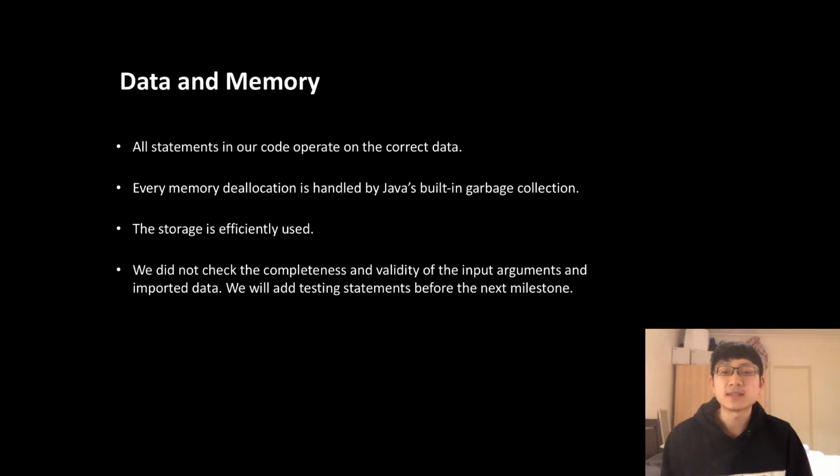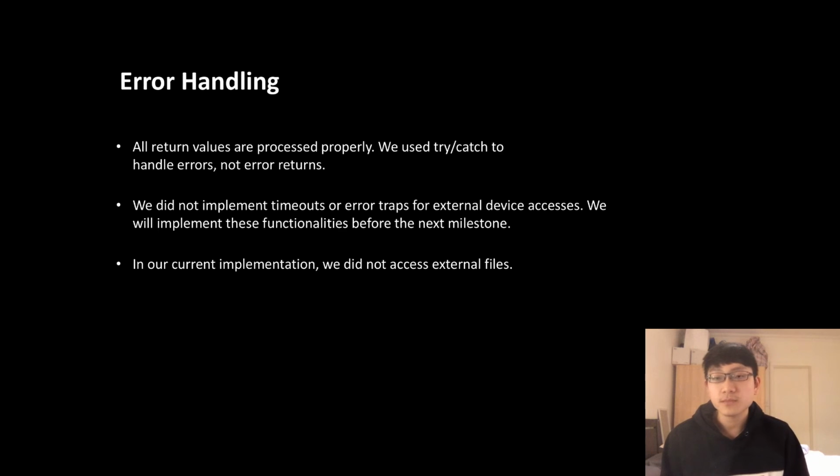Now let's look at the data and memory. All statements in our code operate on the correct data. Java's built-in garbage collection can handle memory deallocation for us. The storage is efficiently used in our code. And we did not check the completeness and validity of our input arguments and imported data. We will add the testing statements before the next milestone.